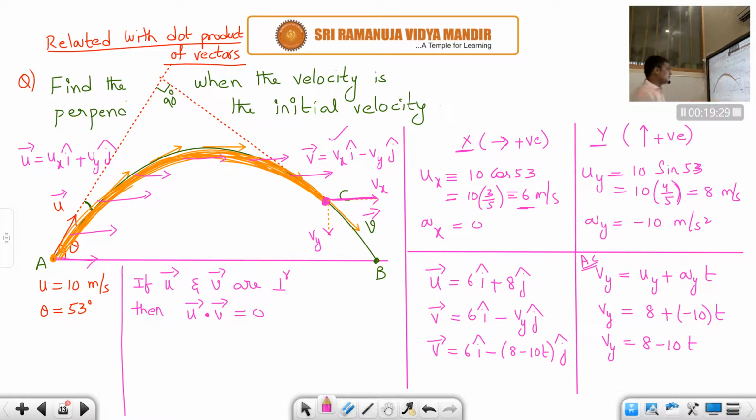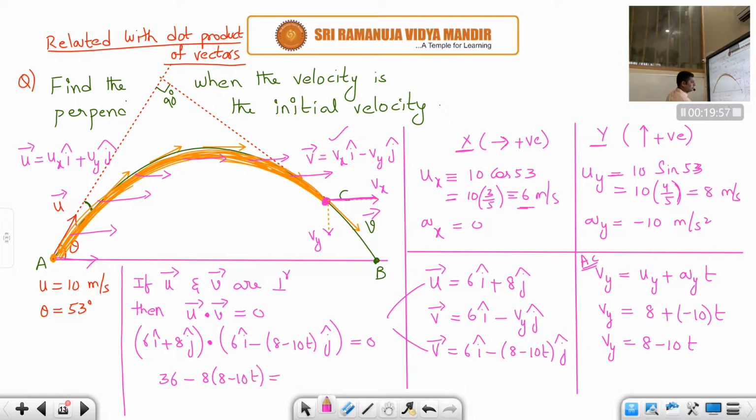Okay, so now I have these two vectors, u and v. The dot product of those two must be 0. So 6 i cap plus 8 j cap dot 6 i cap minus of 8 minus 10t j cap should be equal to 0. So the dot product means 6 into 6, 36, minus 8 into 8 minus 10t, should be equal to 0. So that is 36 minus 64 plus 80t is equal to 0.